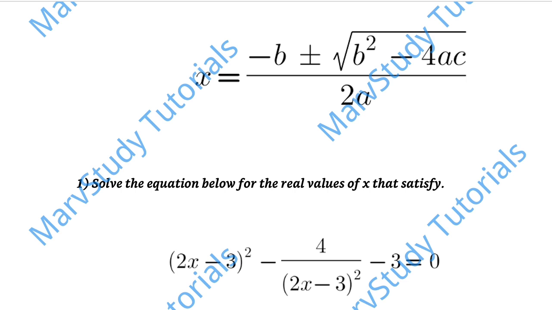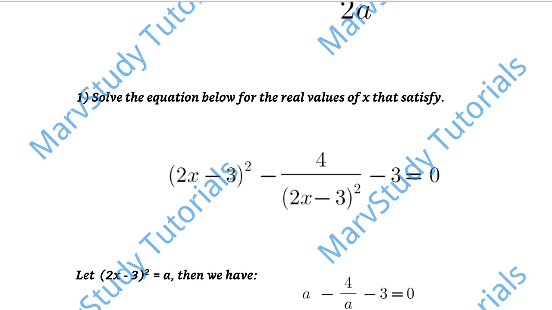So if you look at this equation, you can notice a similarity between the elements of this equation. So first off, we have (2x - 3)², and we have (2x - 3)² as part of the second element of this equation. So we could solve this equation through a substitution. We could say that (2x - 3)² should be a. So basically, you could say let (2x - 3)² be equal to a.